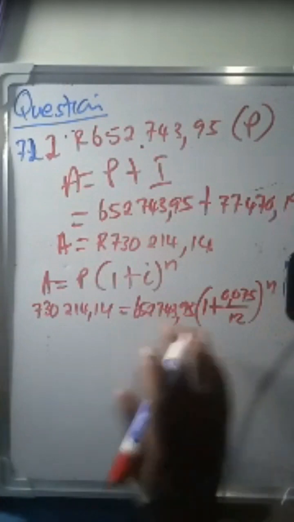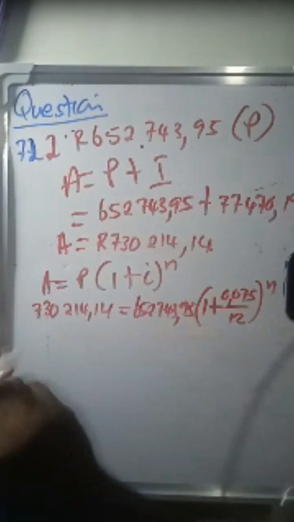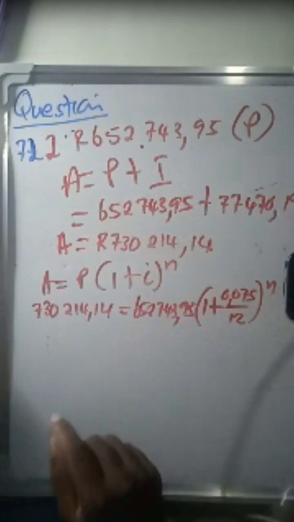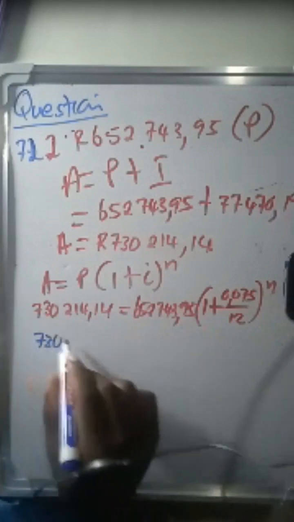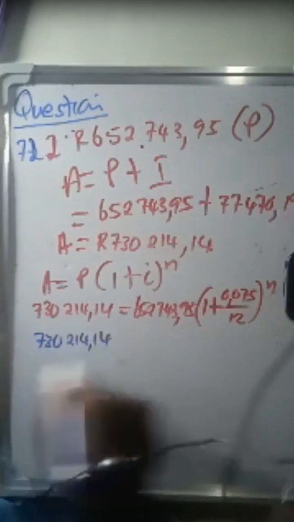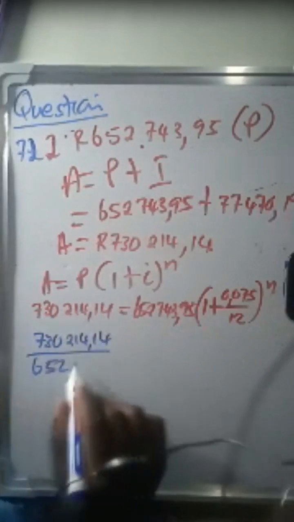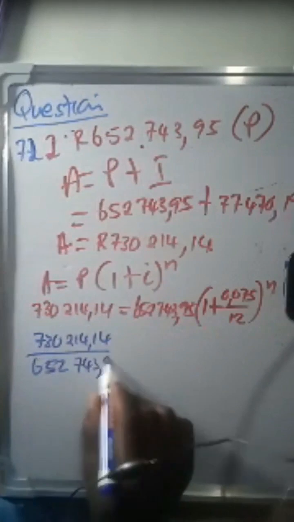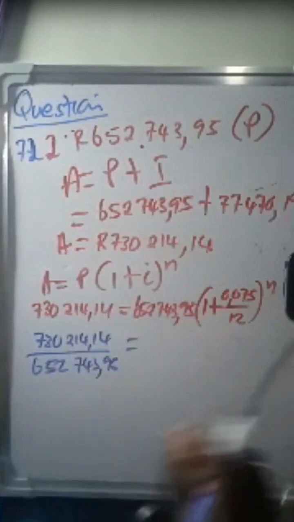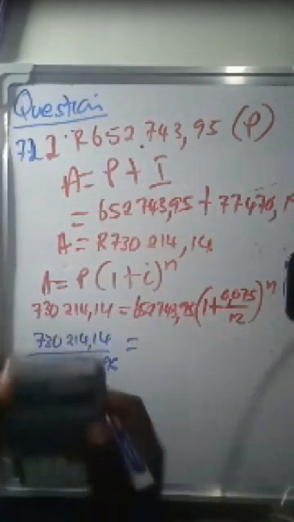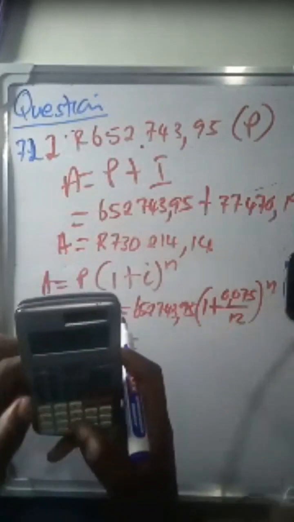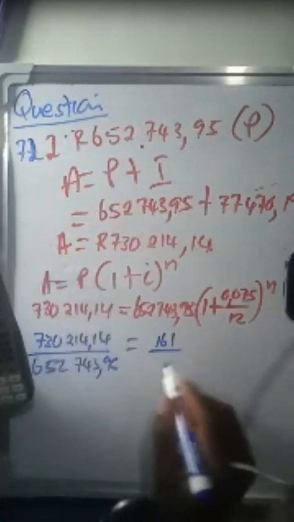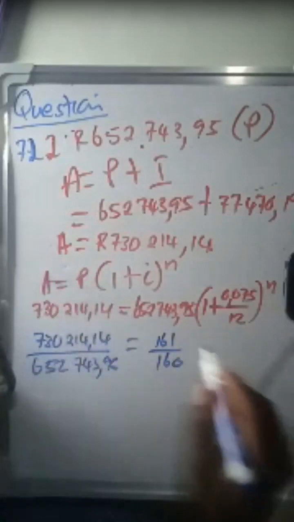So what do we do? Now, from there, it's simple to calculate. We divide both sides by 652. So this is going to be 730,214.14 divided by 652,743.95 is equal to, in the bracket there, we add 1 plus 0.075 over 12. Then we get 161 over 160 to the power of n.